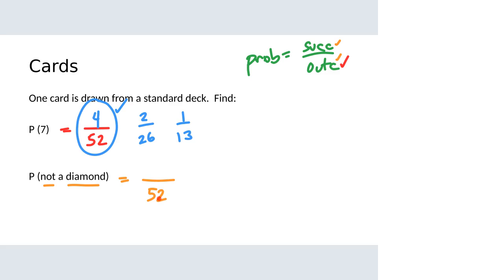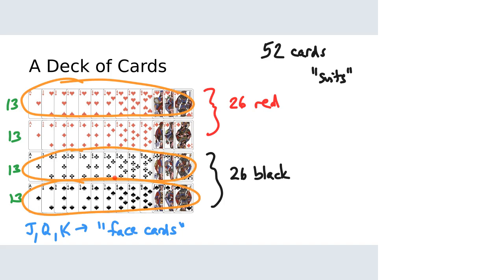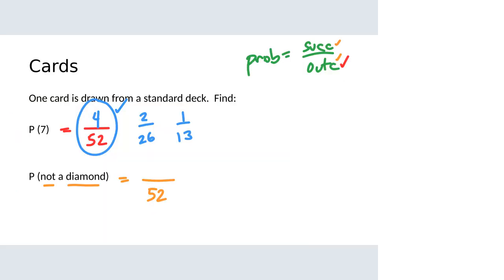Yeah, Summer, you're good. Anything that's not a diamond would be a success. So that's all 13 of these, all 13 of these, and all 13 of these. Altogether, I've got 39 cards there that are not diamonds. So since I have 39 cards that aren't diamonds, I have 39 successes out of my 52 outcomes. So the probability of getting a card that's not a diamond is 39 out of 52.